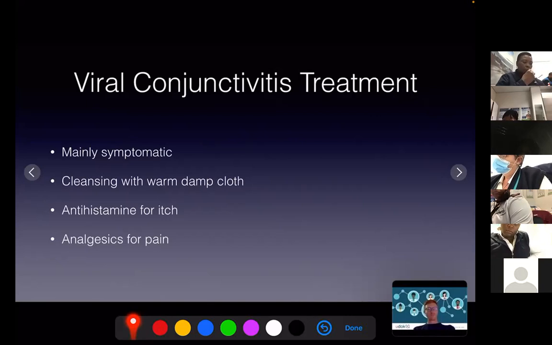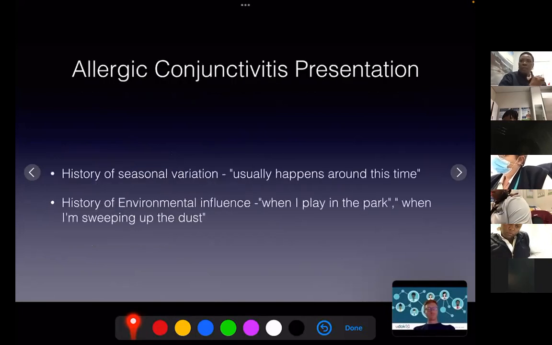It's nice to put a little dye into the eye, your fluorescein dye, so you can actually pick up little ulcerations and damage to the eye itself. But it's usually self-limiting. Within 7 days, it should actually settle down.